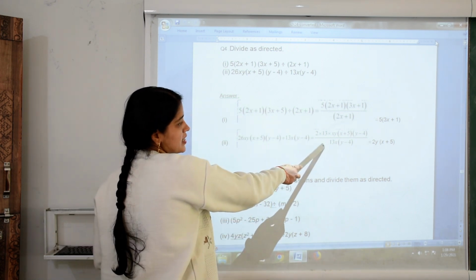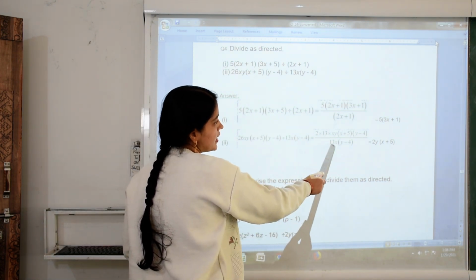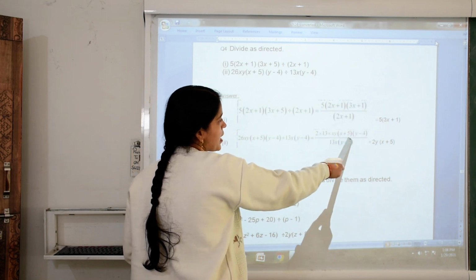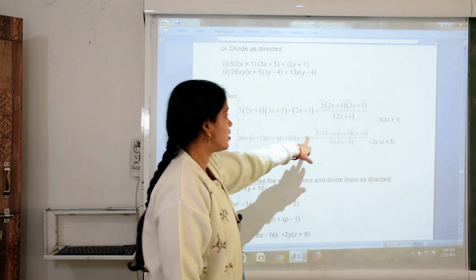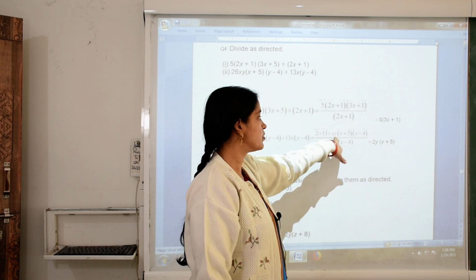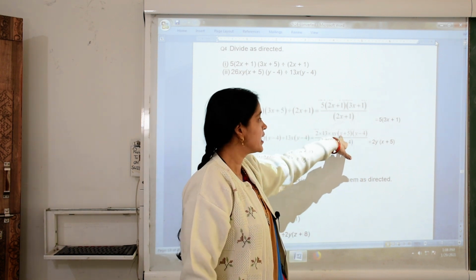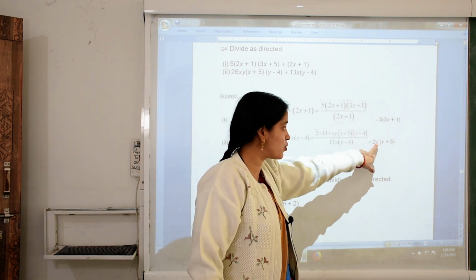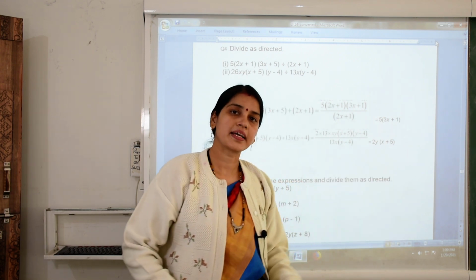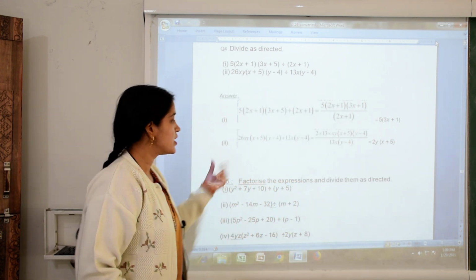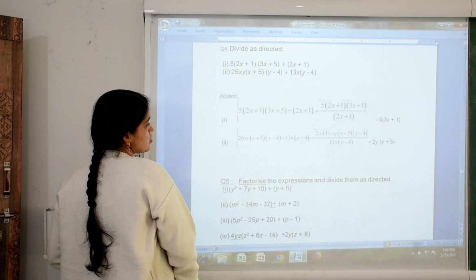Okay, same in this question also. Here 13x gets cut and y minus 4 also gets cut. So what is left? 2y. This 2y is left and this bracket is left. So 2y bracket x plus 5. So in this way you have to solve this.